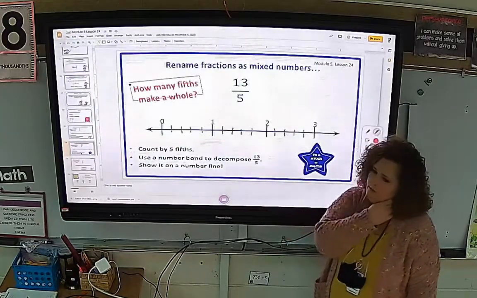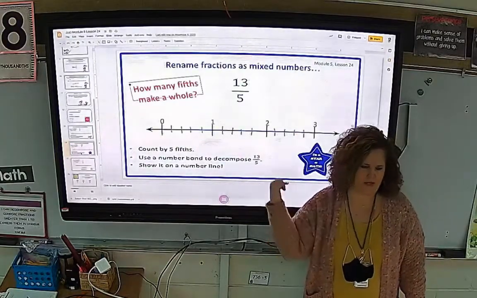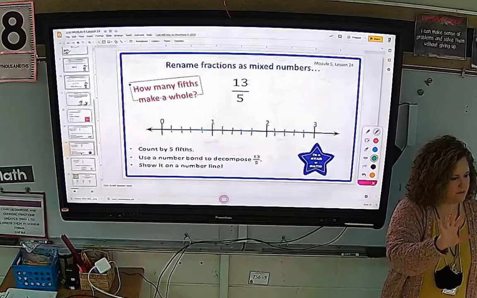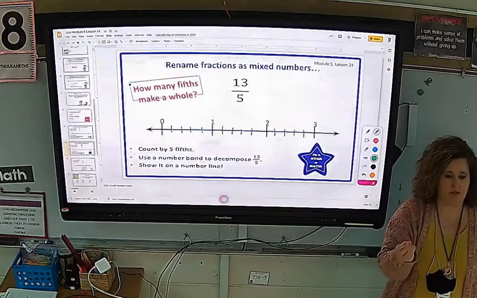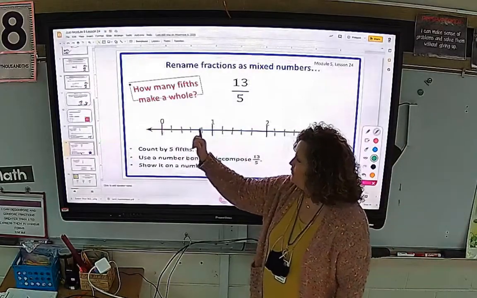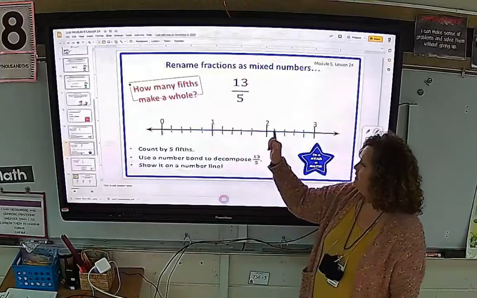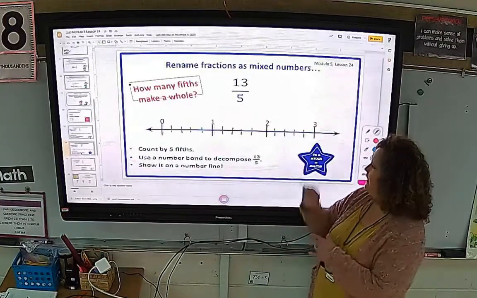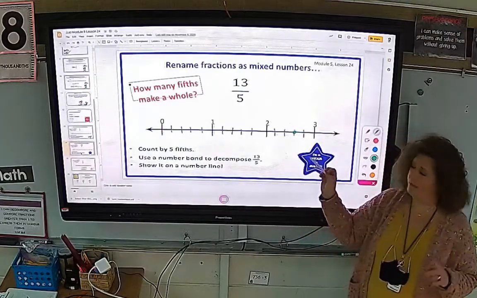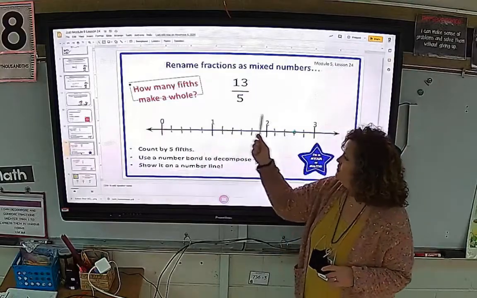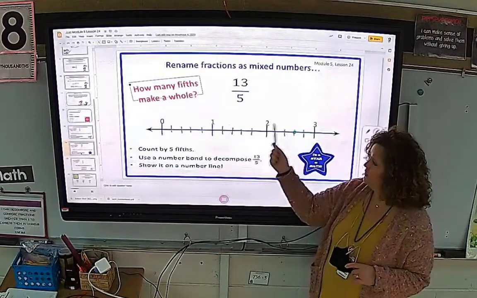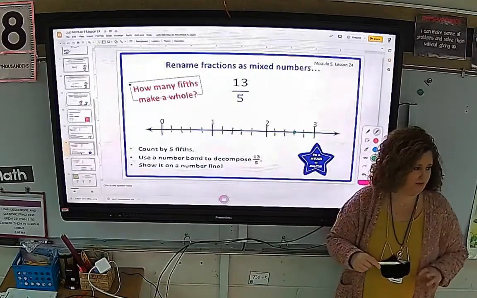13 fifths. Now I want to show you. I don't want you to write this. In just a second, we're going to follow the directions. We're going to do the number bond. But can you just watch for just a second? Let's say that I'm just using the number line. And I want to find 13 fifths. I'm going to go 1, 2, 3, 4, 5, 6, 7, 8, 9, 10, 11, 12, 13. That would get me to stop right here. And I could go, watch, here it comes. This is how the number line is helpful. 1, 2, and 1, 2, 3 fifths. 2 and 3 fifths. You see how I found that? Just with the number line.